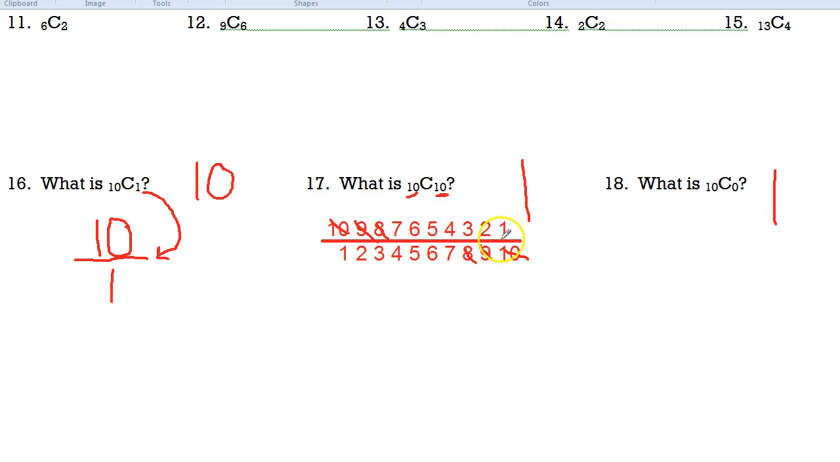So anyway, fill in 6 through 15, the rest of it on your own. Try number 5 for extra credit.